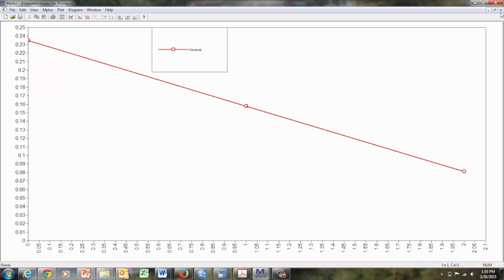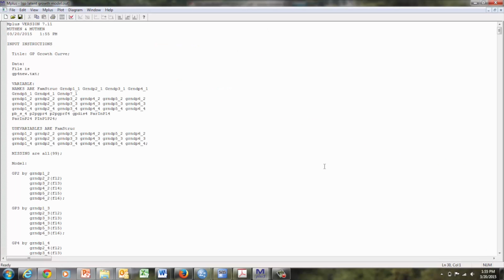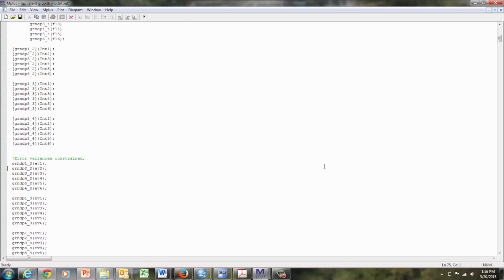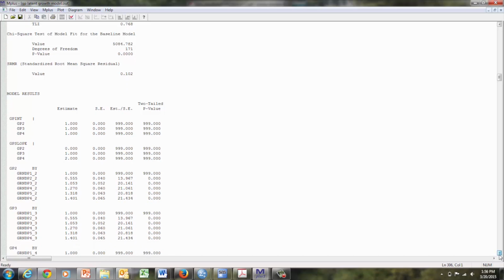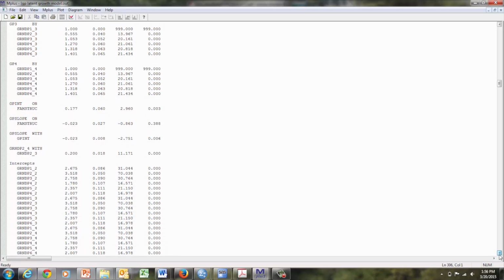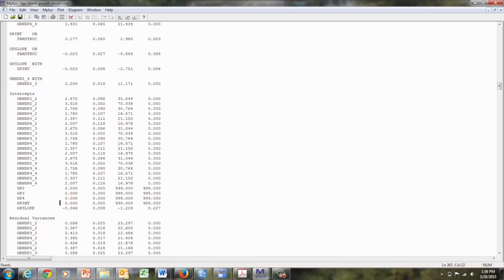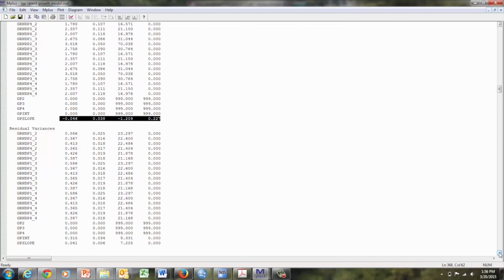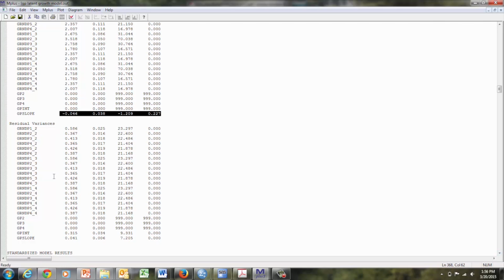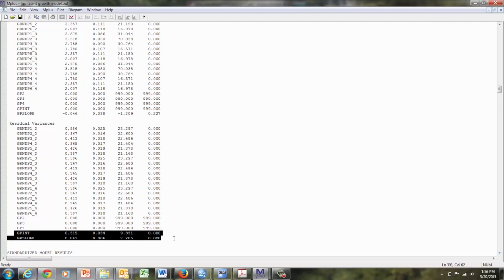And if we go down to our output, we see that the intercept, okay, actually that intercept is set at 0 with a downward slope. So I wonder why M+ plotted that at 0.235. If we go down to the variance components here, we do have a significant amount of variance in the intercept and the slope with this data.